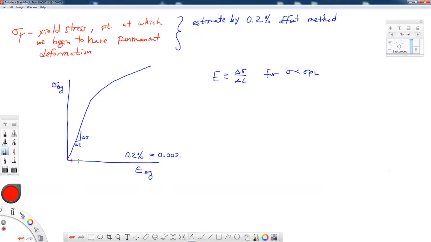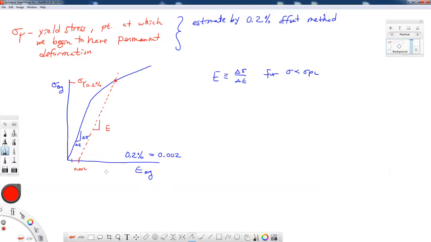And the idea with the 0.2% offset method, let me change colors, is that we go on our strain axis and we find the location of 0.002, and we draw a line that's parallel to the initial slope of the stress-strain curve. I'll do my best to try to get that slope the same. And I'm continuing and I'm dotting it up here. And the point of intersection of that newly dotted line with our stress-strain curve is known as our 0.2% offset yield stress.